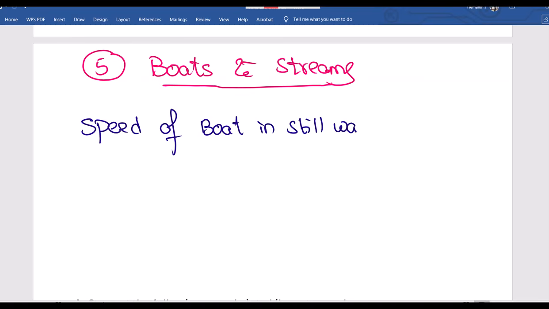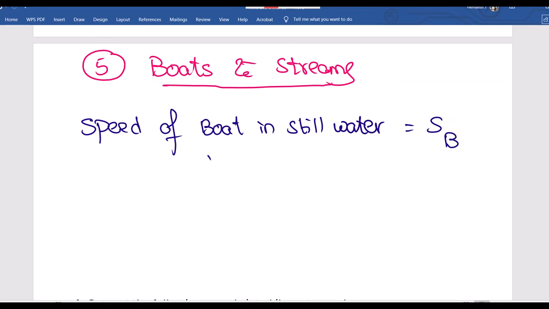Speed of boat in still water. Every time they'll say not simply speed of boat; they'll say always speed of boat in still water, like that. It means nothing but SB.